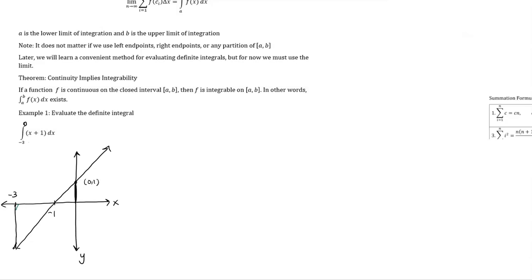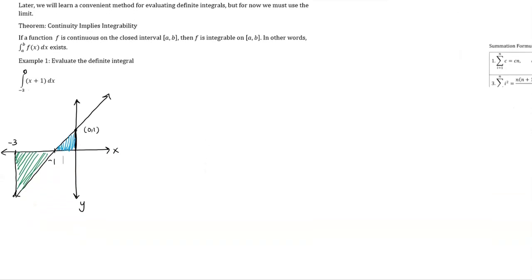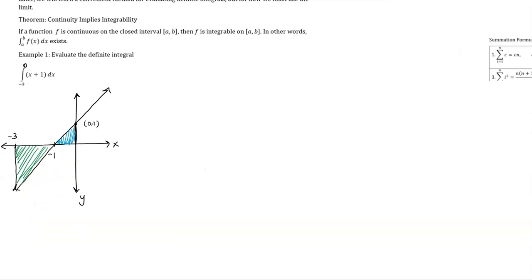So what we want to know is what is this area. This green area would be counted as negative because it is under the x-axis, and this blue area here would be counted as positive because it is above the x-axis. I will briefly mention that in a previous lesson we discussed evaluating the area of these regions just geometrically, because we're looking at two triangles here, and we know that the area of a triangle is 1/2 base times height. So this green area would be 1/2.